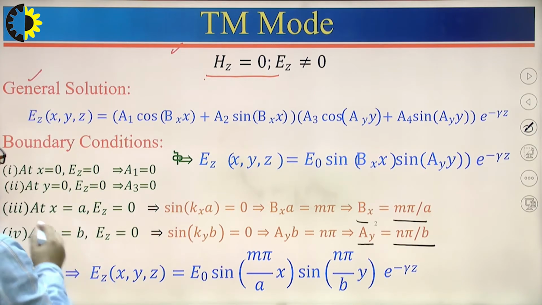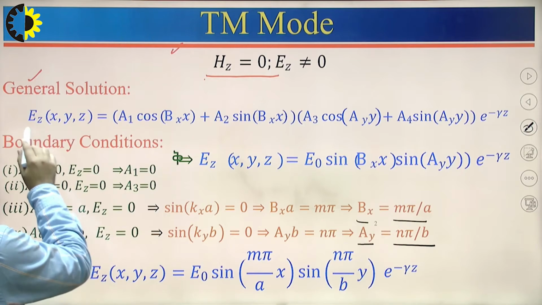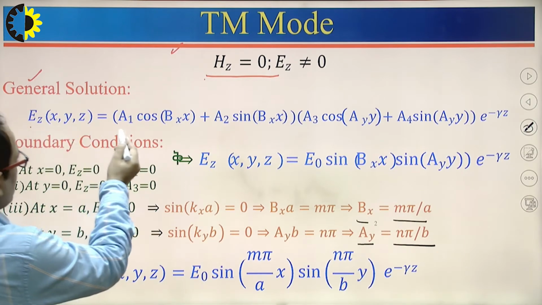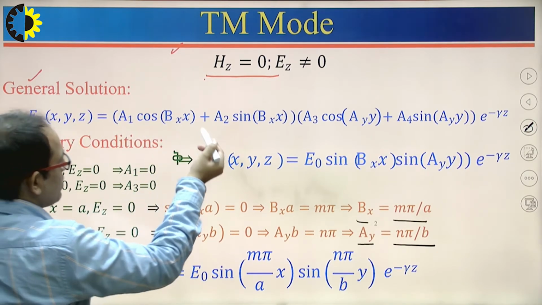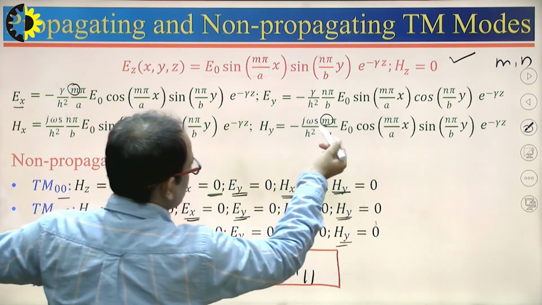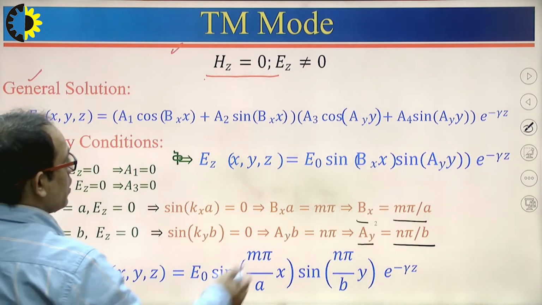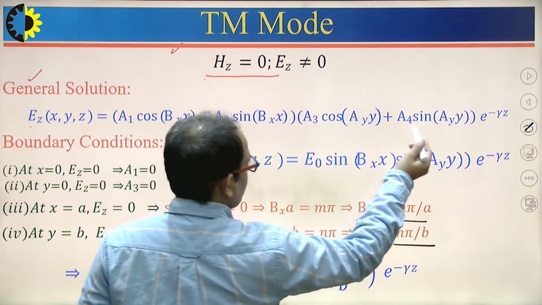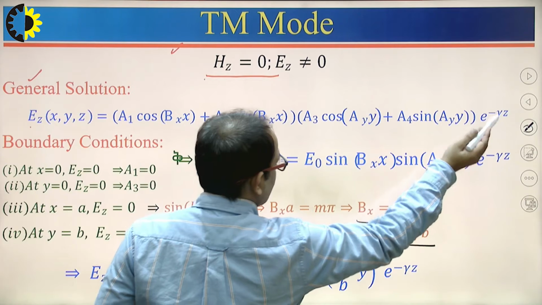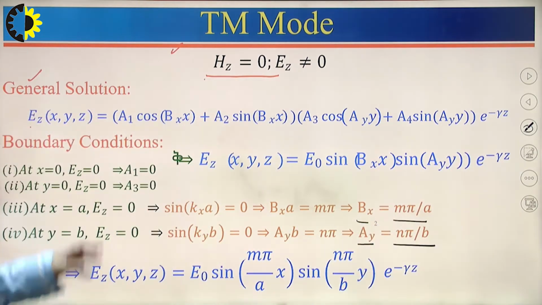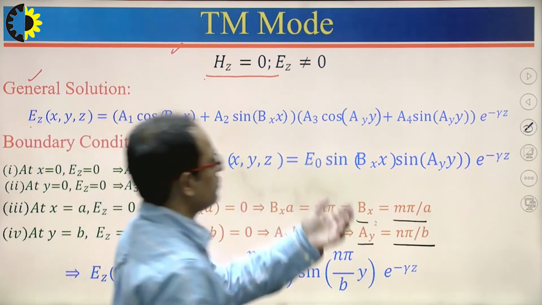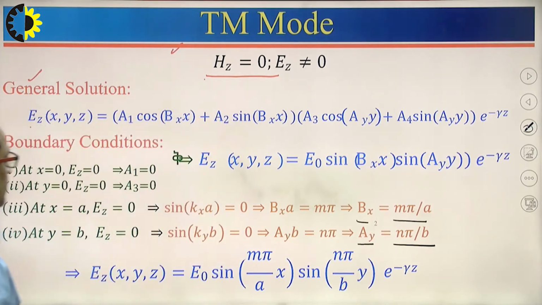general solution for the rectangular waveguide for the TM mode, that is Ez comes out to be A1 cos bx x plus A2 sin bx x, multiplied by A3 cos ay y plus A4 sin ay y, into e to the power minus gamma z. So here A1, A2, A3 and A4 are the constants.